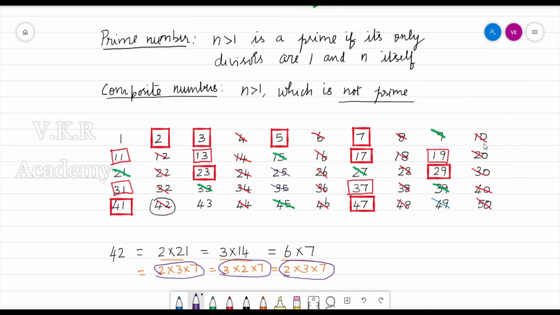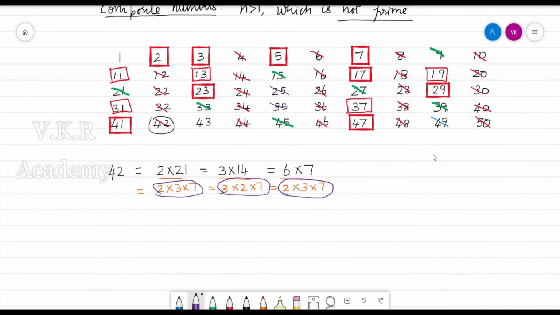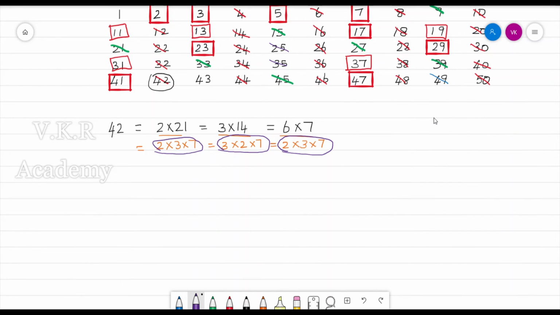So we find that any composite number can be expressed as a product of primes in a unique way, whereas the order in which they are represented may be different. Here 2 appears first, whereas here 2 appears in the second position. So the order of these primes may vary, but the prime factors are going to be unique. This is called the fundamental theorem of arithmetic. Let's take down the statement.